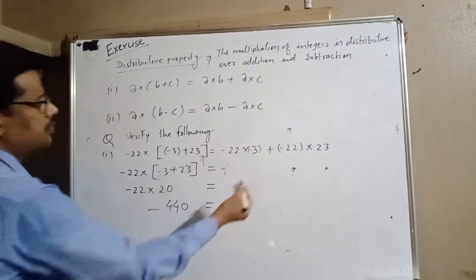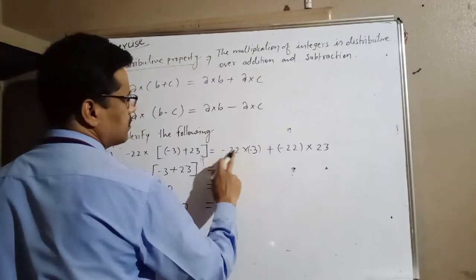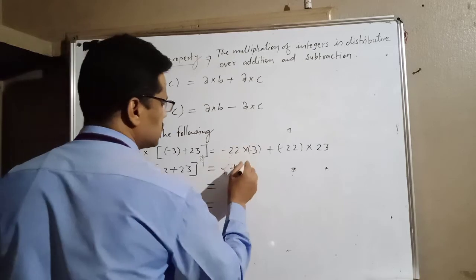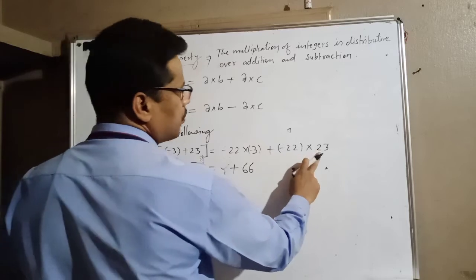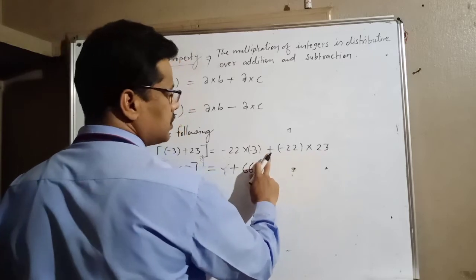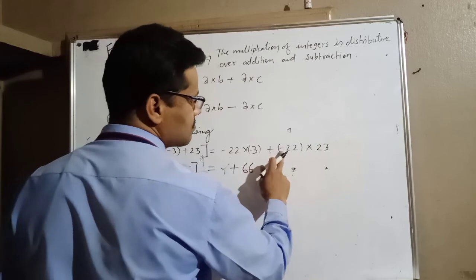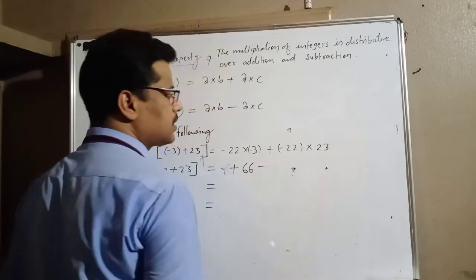Is equal to, now we'll solve the right hand side. Here negative, here negative, minus minus plus, so right here plus. 22 times 3 is 66, we write here 66. Here positive, here negative, but here also positive. Directly you can multiply. Here also you can multiply. Plus minus minus, and here positive, minus plus minus. Directly I am putting minus sign.